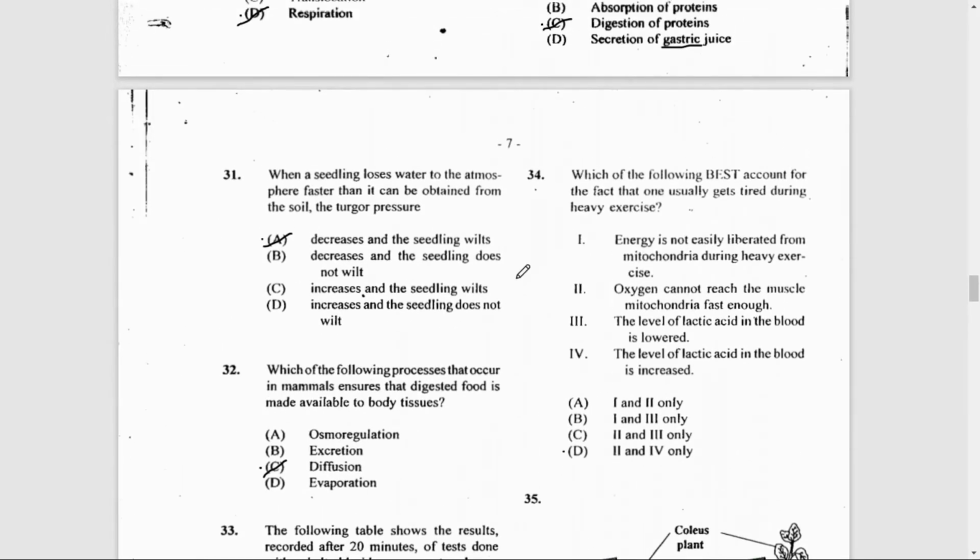Next question, 34. Which of the following best account for the fact that one usually gets tired during heavy exercise? So the answer here is D. So that's 2 and 4. Oxygen cannot reach the muscle mitochondria fast enough, and the level of lactic acid in the blood increases, which actually causes the fatigue. And that's why after vigorous exercise, you tend to breathe heavily because you're trying to repay that oxygen debt, so that you can convert this lactic acid into carbon dioxide and water.